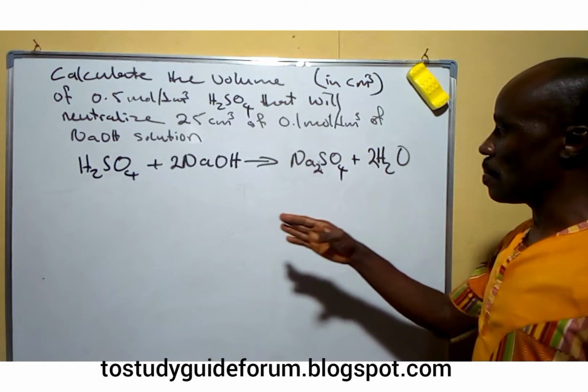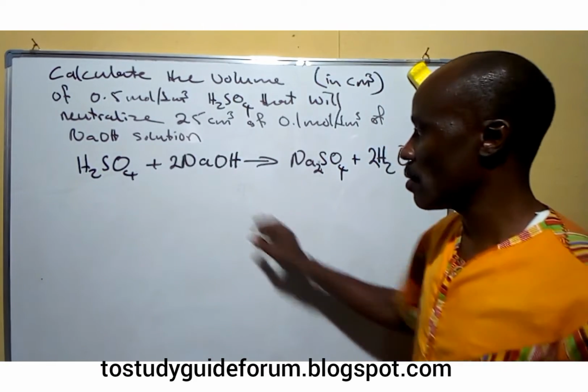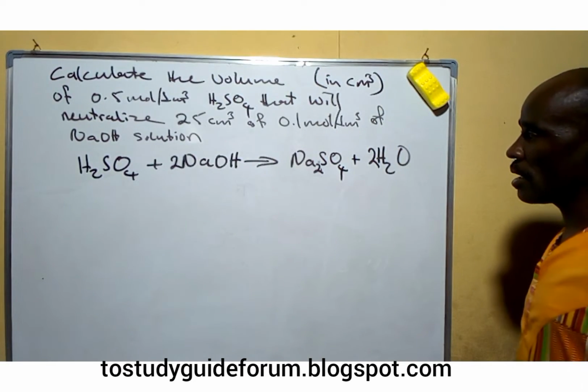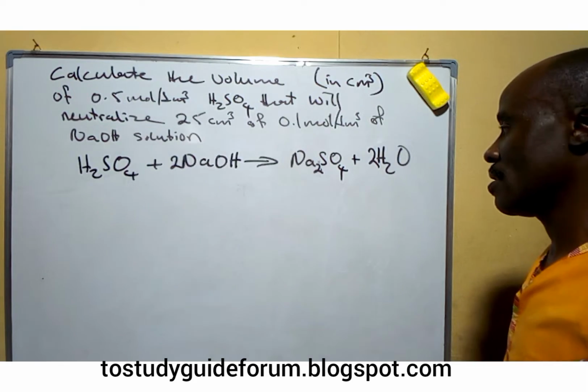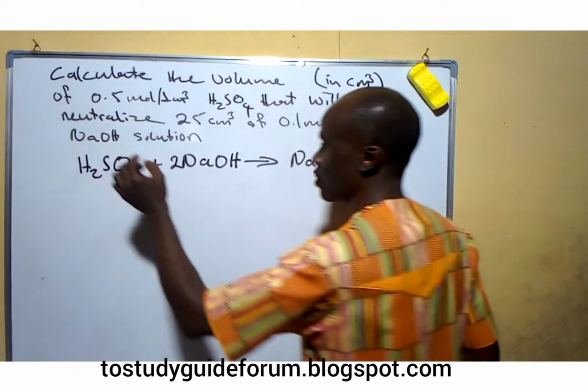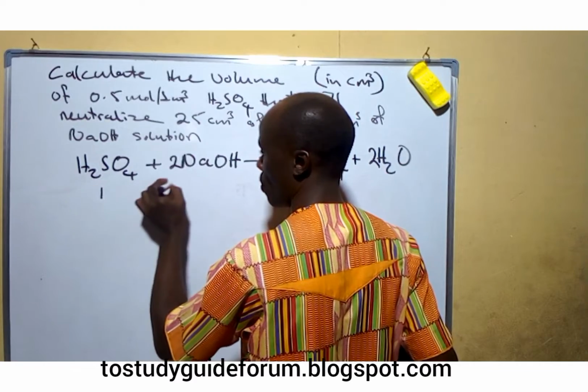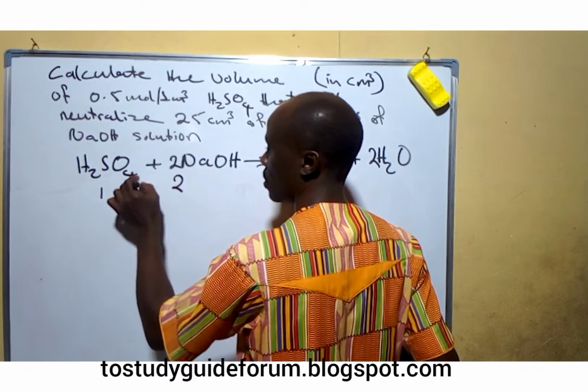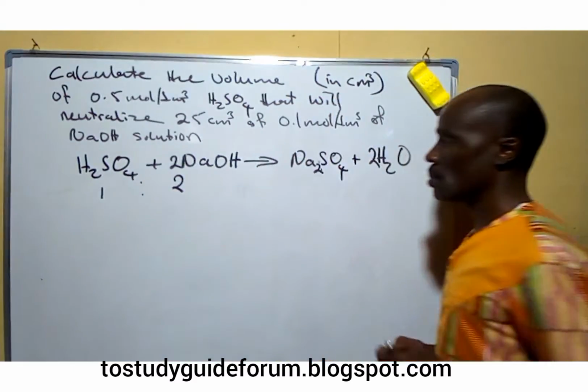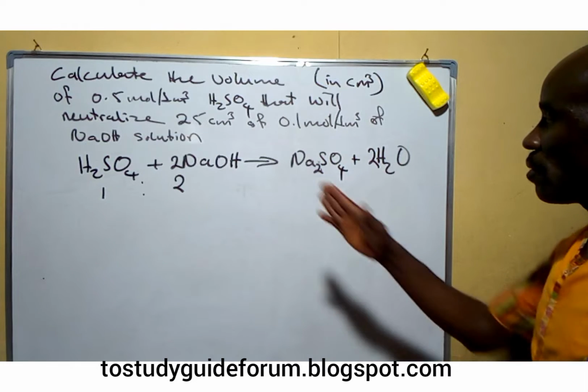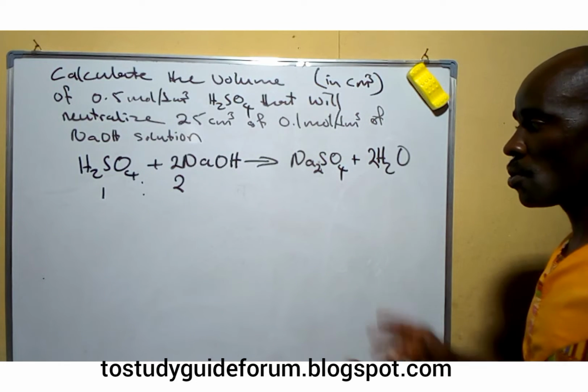So this is what happened. From here, we'll be able to look at the stoichiometric relationship that exists here. In this case, we have 1 mole of acid, and the mole ratio is 1:2. So with this information, we'll be able to now go down to the question.